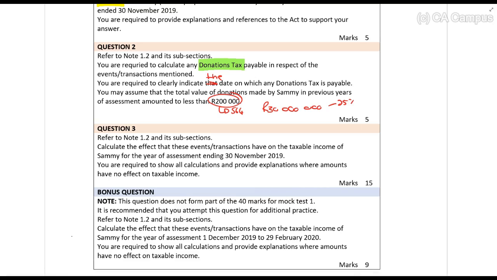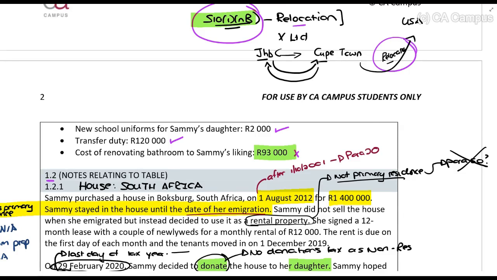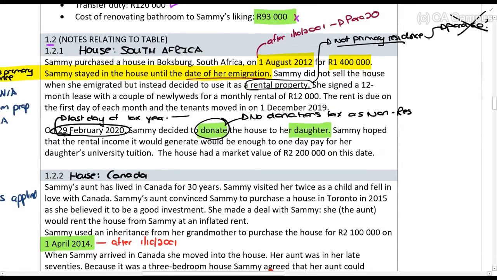Okay, so let's go and see in question 1.2, what was subject to donations tax? There were 2 situations where there were donations. In note 1.2, there was a donation of the house to the daughter. But this was when she was a non-resident. So there's no donations tax as a non-resident. Okay, that's the first thing I want you to see.